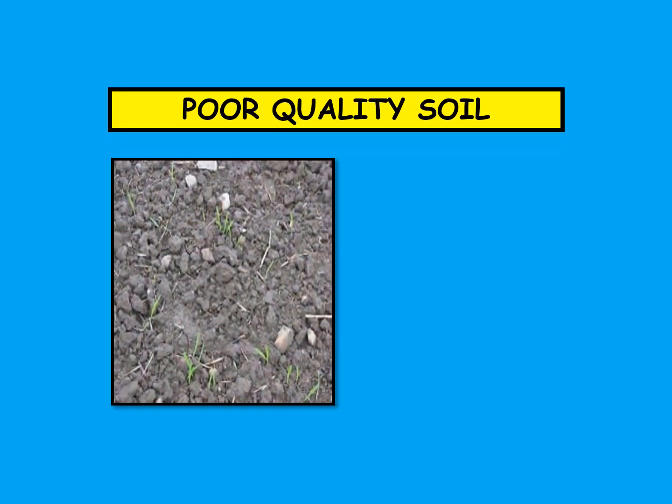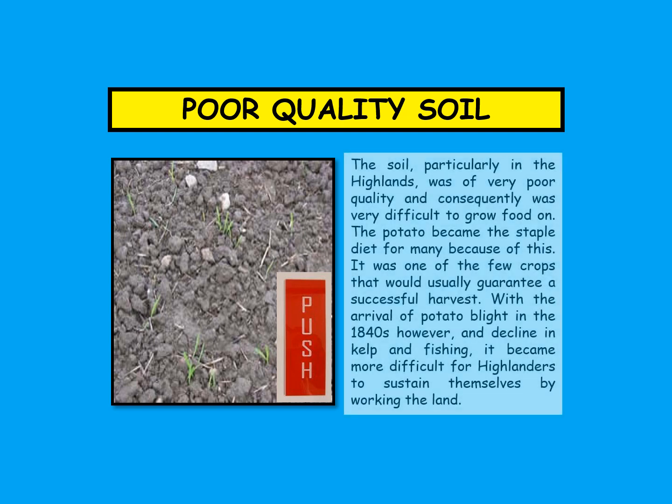Okay, we've kind of already touched on this a little bit. Poor quality soil was a push factor. In particular in the Highlands, we've said the soil was of very poor quality, and it was very difficult to grow food on. We've said about the potato becoming the staple diet. When the potato blight actually happens, it's very serious, and also the decline in other industries like fishing and kelp, which we'll look at again in a minute or two in more detail.